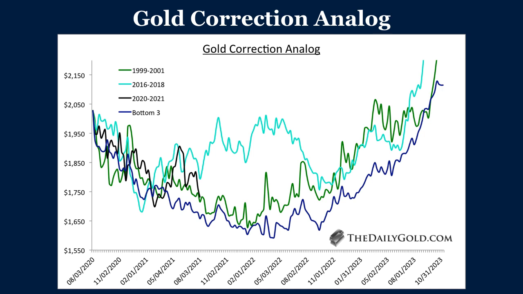1975 to 1976 is clearly the worst one. That is calculated in the bottom three, which is the blue line. However, I'm leaving it off this chart because it goes so far down that it destroys the chart itself. It's just more difficult to look at.